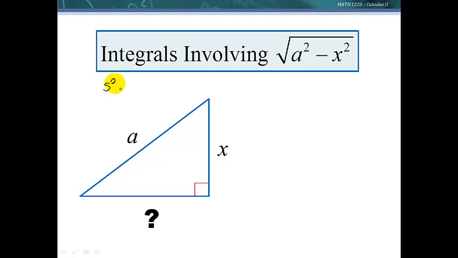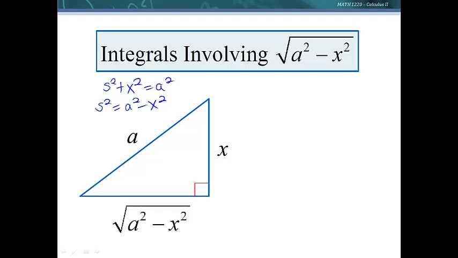Well, that side squared plus x squared would equal a squared by the Pythagorean theorem. And so that side squared is going to be a squared minus x squared. And then we could square root both sides, and we're only interested in the positive root because it's the length of a side. So that side would be the square root of a squared minus x squared.